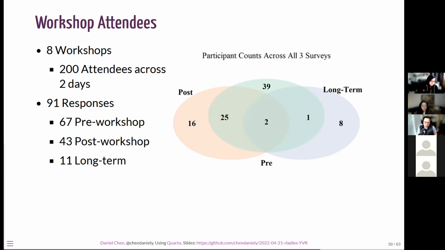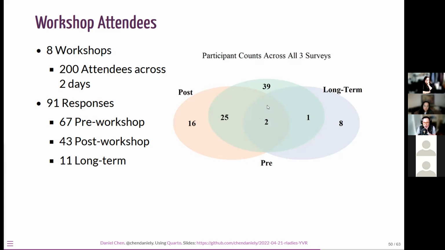91 responses. Of the 200 or 170 people who took the workshop, 67 took the pre-workshop survey, 47 took the post, and 11 took the long-term. If you look at the center here, only 2 people took all 3. Originally I wanted to track everyone across time, with an analysis of someone who went in before the workshop, after, and long-term. But I only have 2 people, so I can't do that analysis anymore.